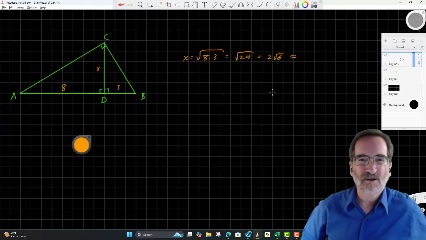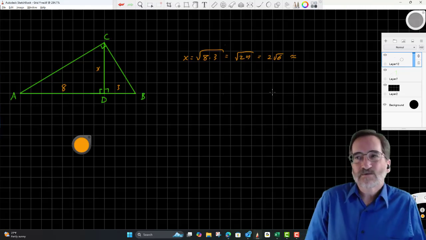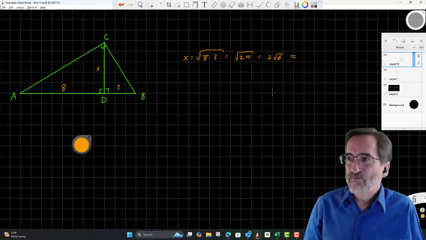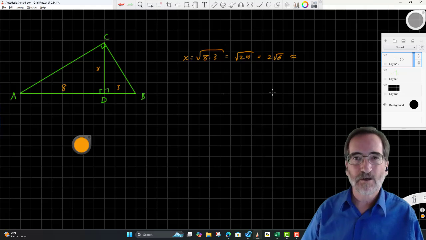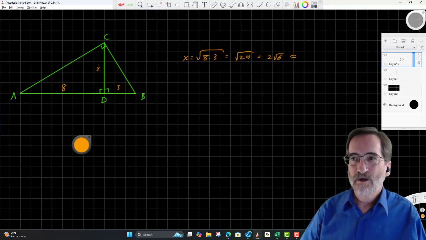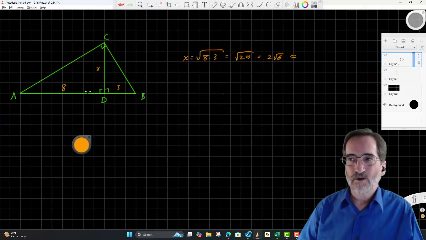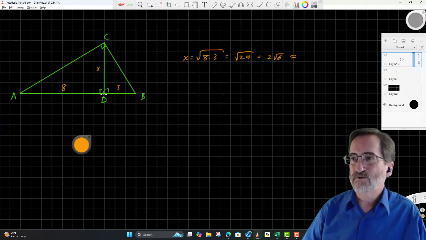Square root of 24 is going to be like 4.9, because square root of 25 is 5 exactly. All right, so that's the way you use the geometric mean. You're going to get several questions like that, where you want to find the altitude, and you're given the hypotenuse divided into two segments.